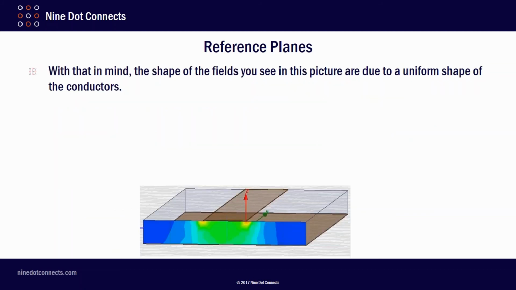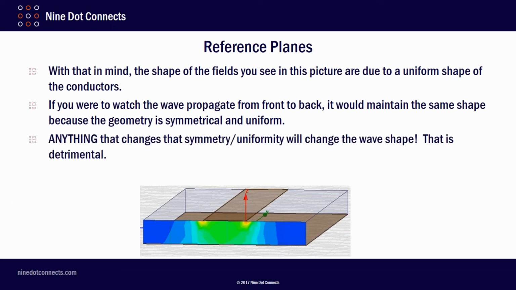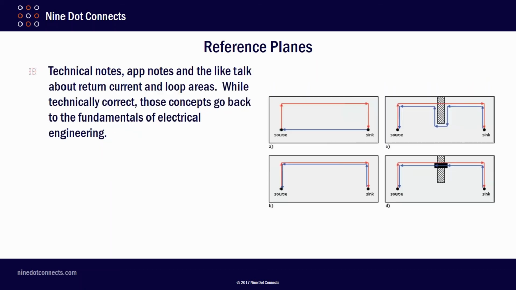With that in mind, I want you to look at the shape of the fields in this picture below. Notice they're fairly uniform in shape between the two conductors, that is, this top microstrip and the reference plane underneath it. If you were to watch the wave propagate from front to back, in other words, from this side to the end over here, it would maintain the same shape because the geometry is symmetrical and uniform. Anything that changes that symmetry and uniformity is going to change the wave shape. That is going to be detrimental.